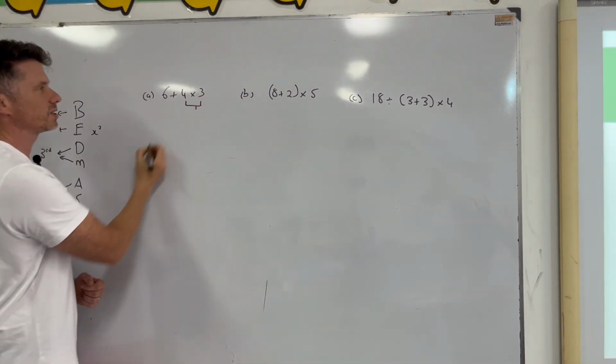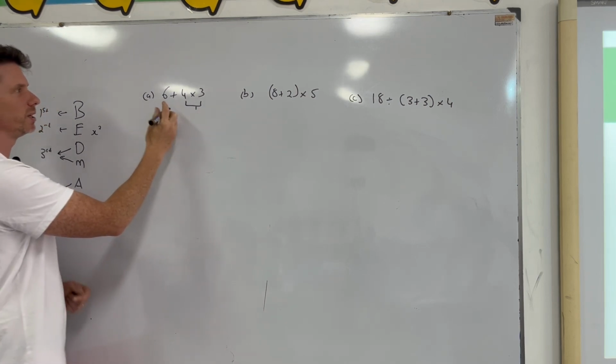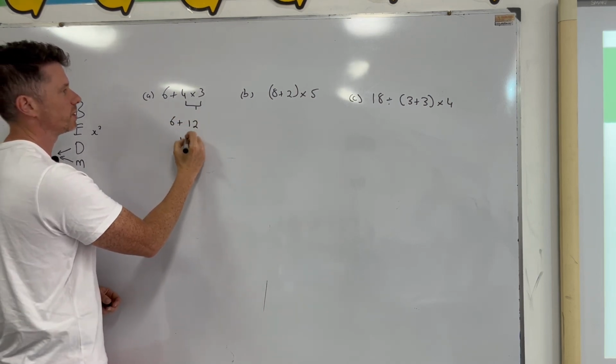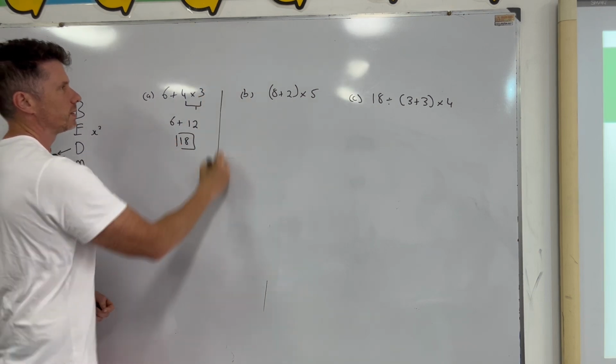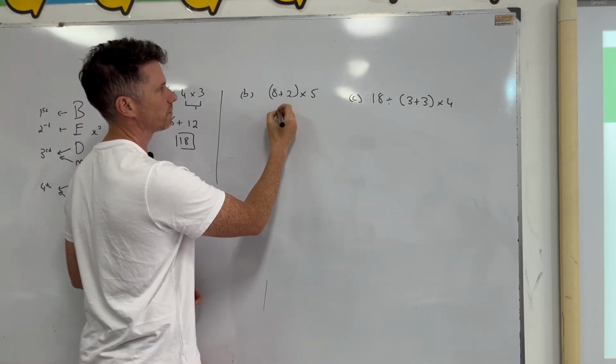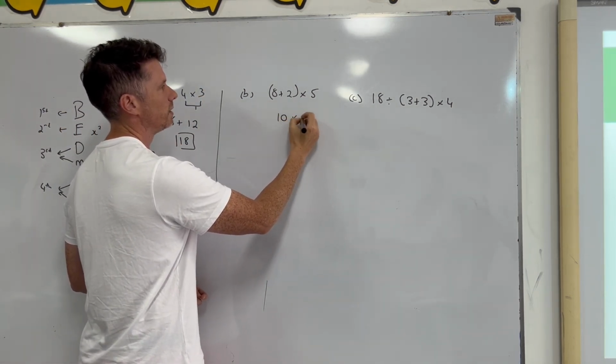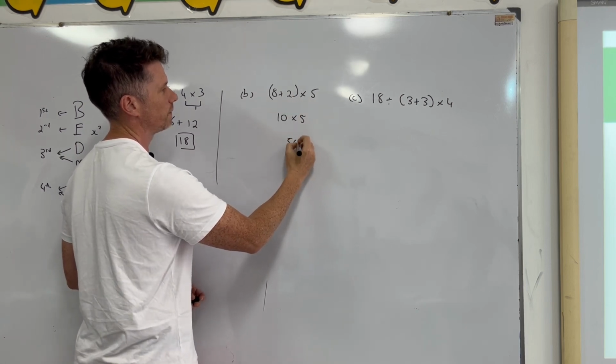Do not add 6 and 4 first. I've got to do multiplying before any addition, so that's 6 plus 12, which gives 18. This second one, do the brackets first, which would be 10. 10 times 5 gives 50.